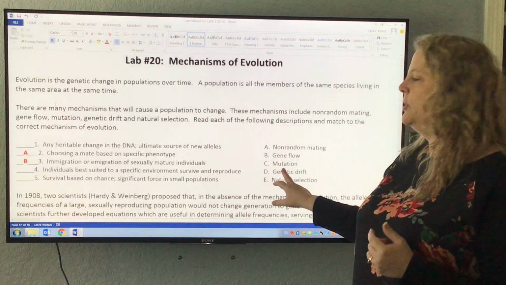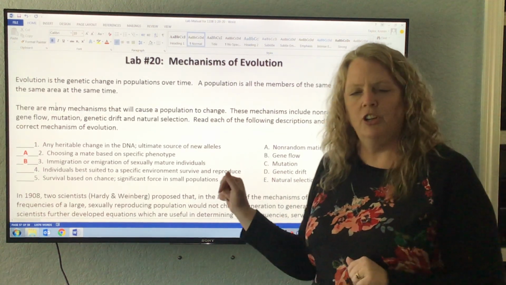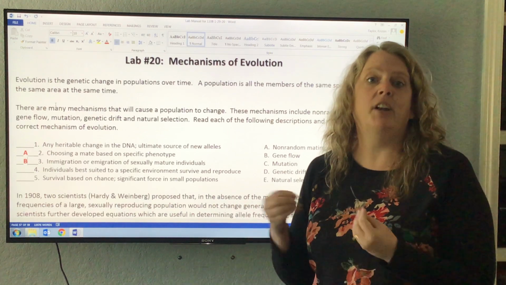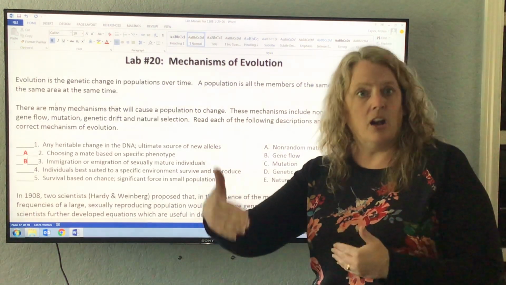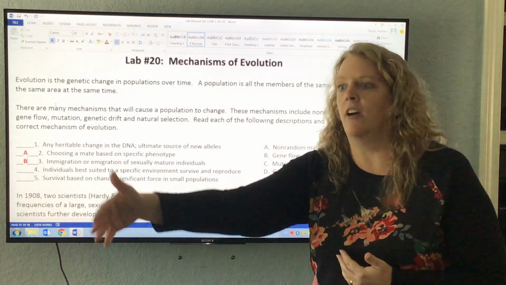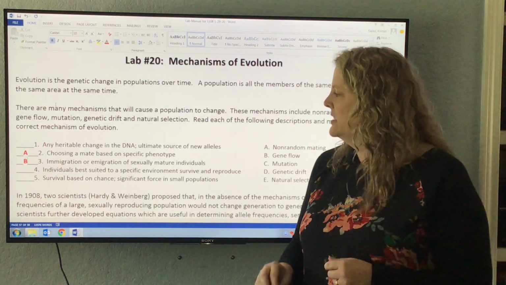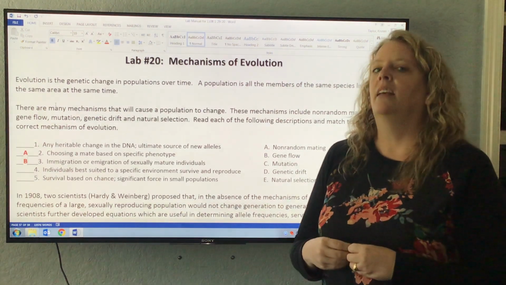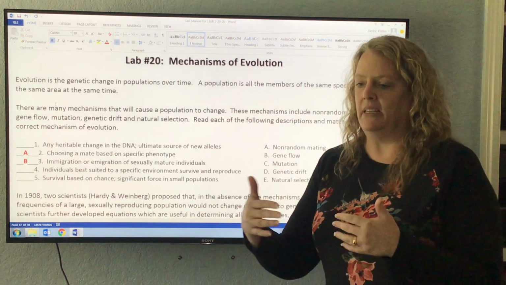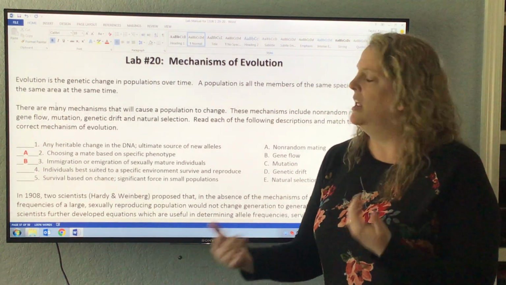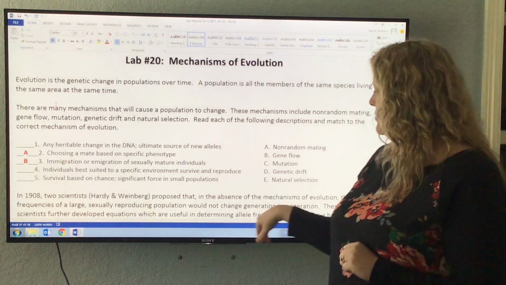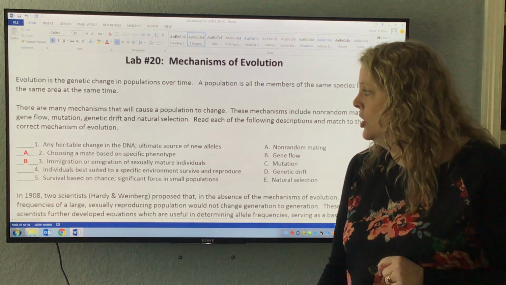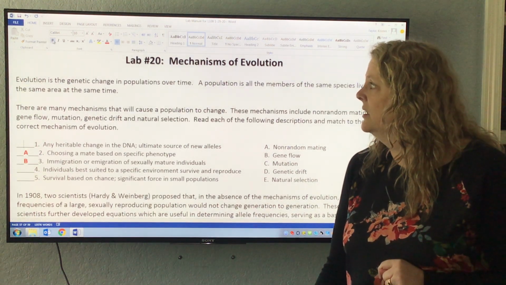Alright, letter C, mutation. We talked about that in lecture. Mutation is a permanent change in the genetic material, and it can be passed on from one offspring to the next. Okay? So the permanent change in the DNA, and can be passed on. That means it's hereditary. So which one would go with mutation? And it's going to be number 1.